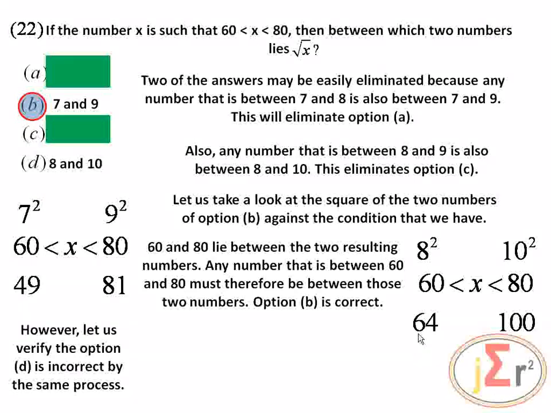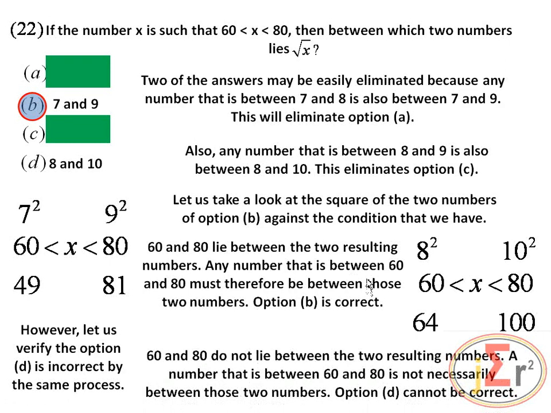8 squared is 64. 10 squared is 100. Is 60 between 64 and 100? No, although 80 is. So they are not both between 64 and 100. So 60 and 80 do not both lie between the two resulting numbers. A number that is between 60 and 80 is not necessarily between those two numbers. So option D cannot be correct.